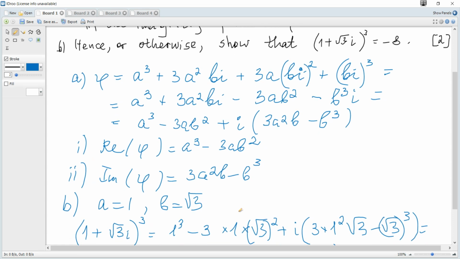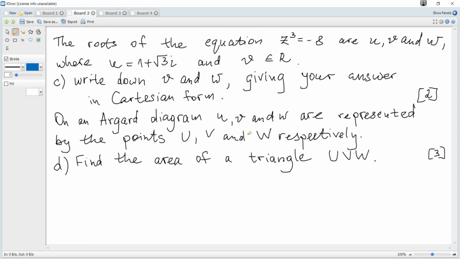So you can see that it's just 1 minus 9, which is -8, plus 0i, so it's -8 as required. The next: the roots of the equation z cubed equals -8 are u, v, and w, where u is 1 plus root 3 i and v is real. Question C: write down v and w, giving your answer in Cartesian form.